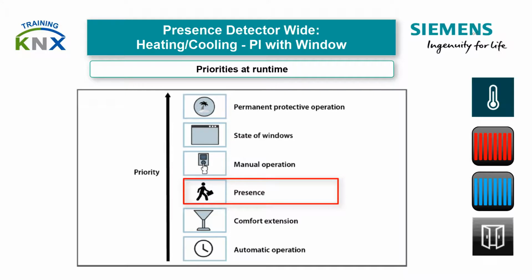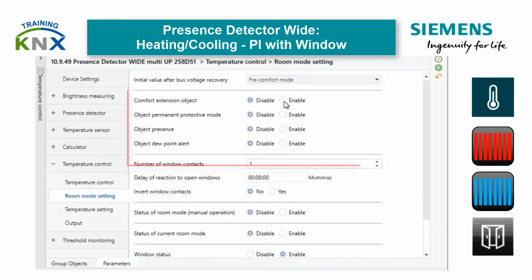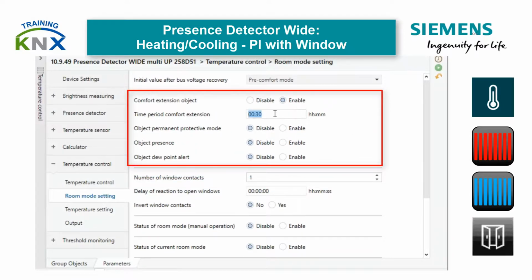C. Presence. The presence object is predestined to be linked to the presence sensor also present in this device. As long as presence is set to 1, the controller is in comfort mode, unless it is running in manual mode, a window is open, or continuous protection mode is activated. The settings just discussed can be found on the room operating mode setting page.